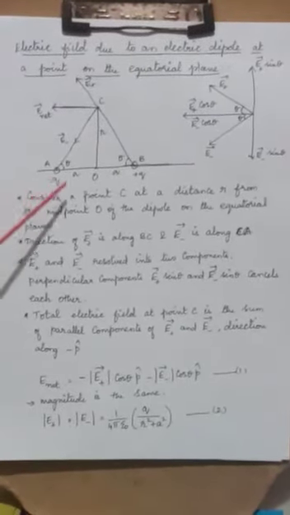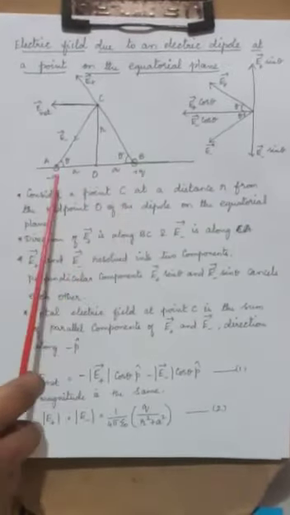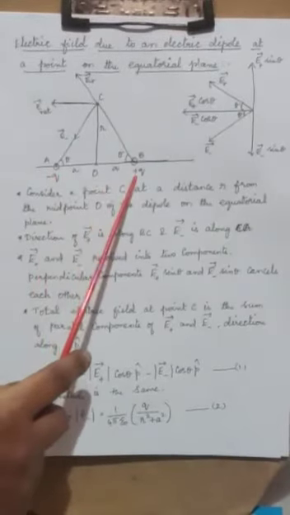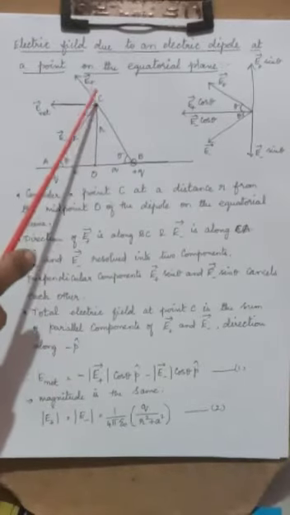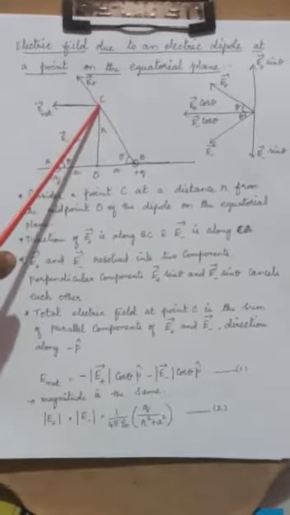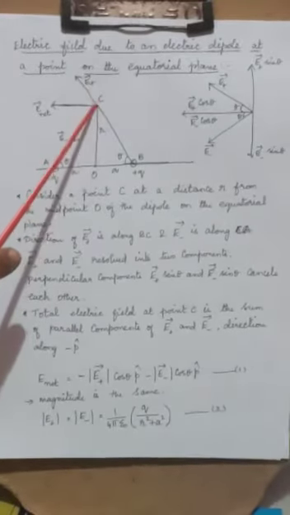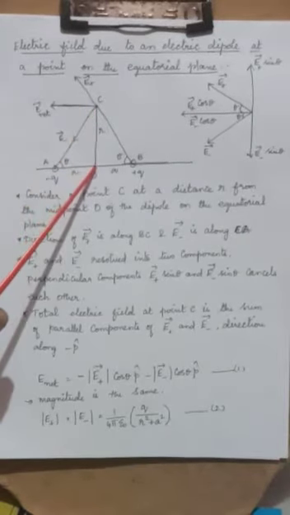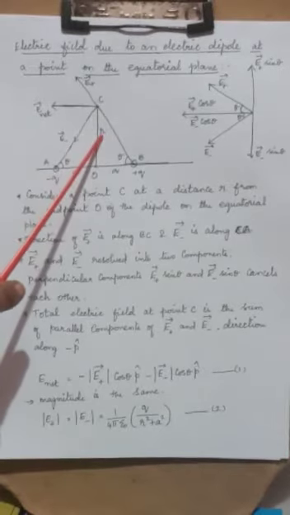So now I am going to consider again a dipole AB with minus Q and plus Q, separated by a distance of 2A. The midpoint is O and the distances are A and A. But here the point of consideration is going to be on its equatorial line. So C is the point. From C to the midpoint I have drawn a line, and that distance is going to be equal to R.